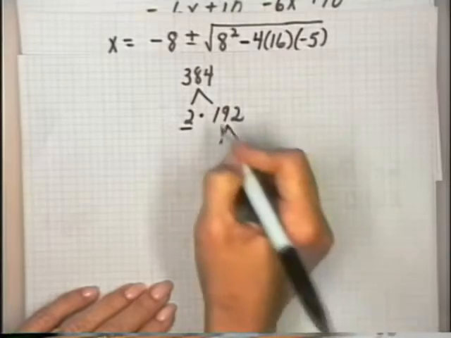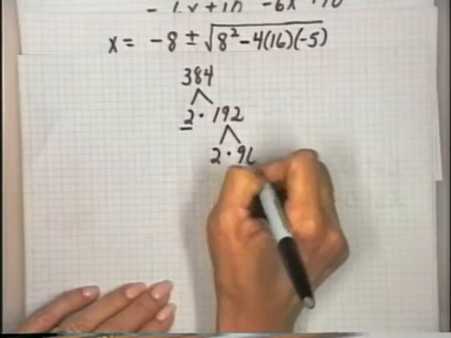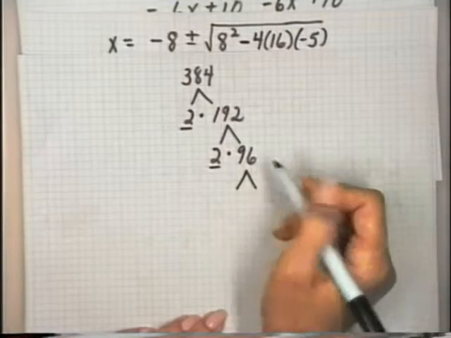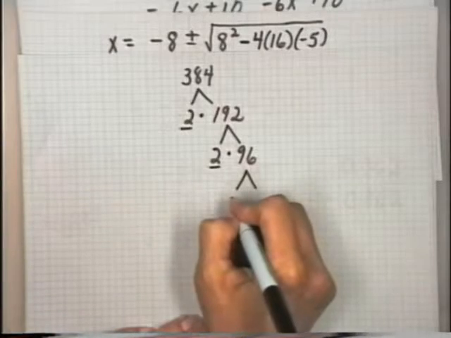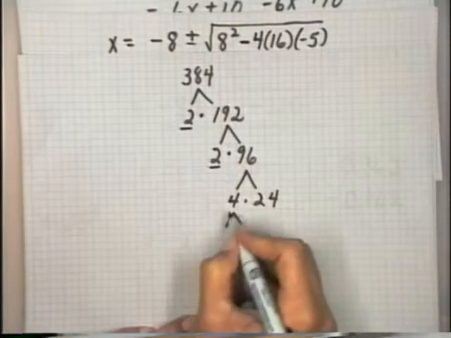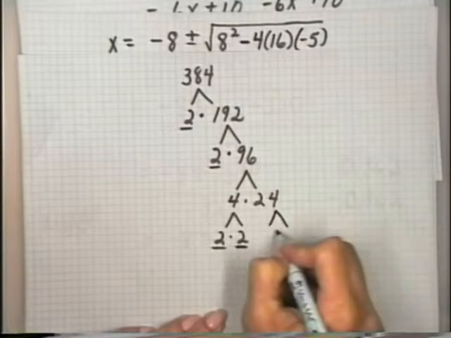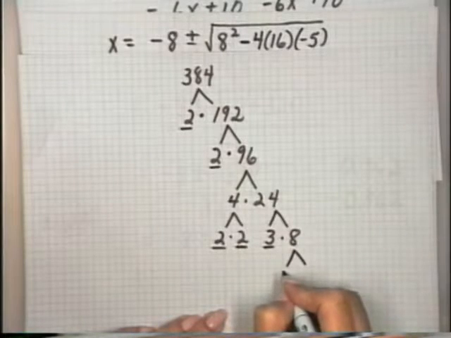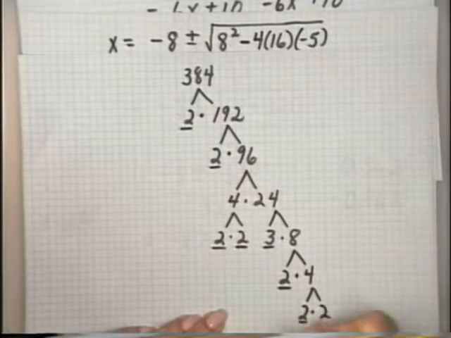On the 192, I know that 2 is a factor of 192, so I'm going to use 2 again. 2 times 96, and so I've got another prime factor. On the 96, let's use 4 times 24. Neither one of those is prime, but we can factor the 4 into 2 times 2, so that's prime. On the 24, let's use 3 times 8. The 3's prime. On the 8, let's use 2 times 4. The 2's prime. And on the 4, 2 times 2.